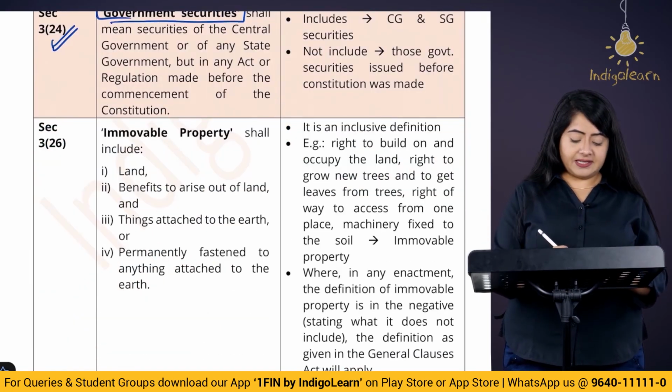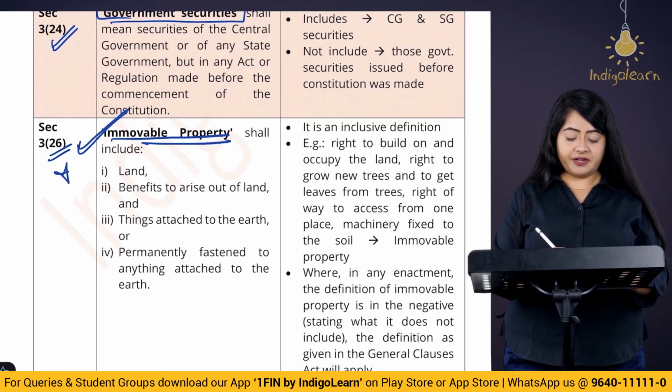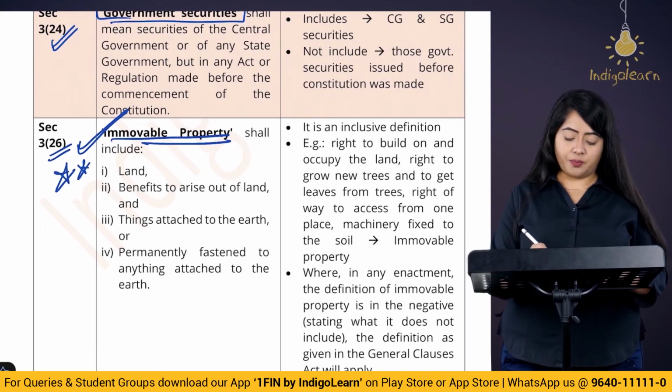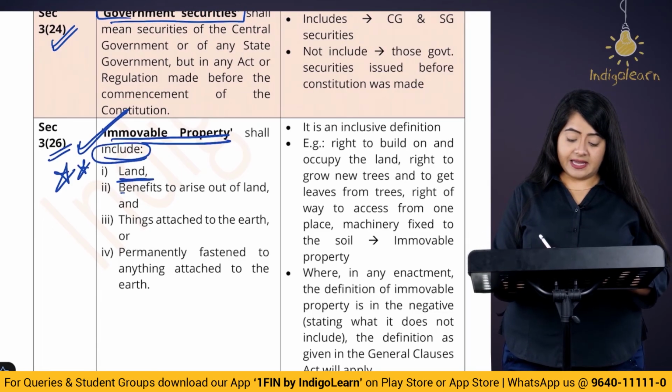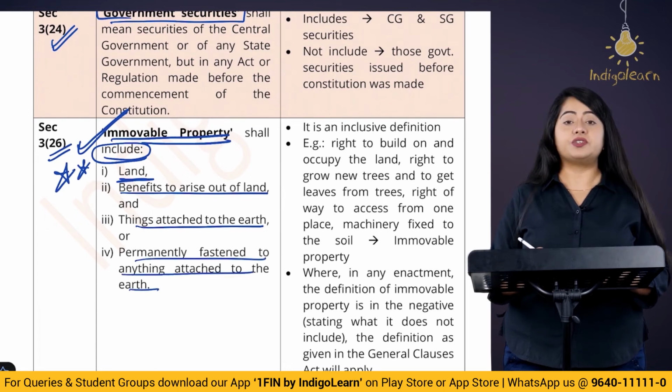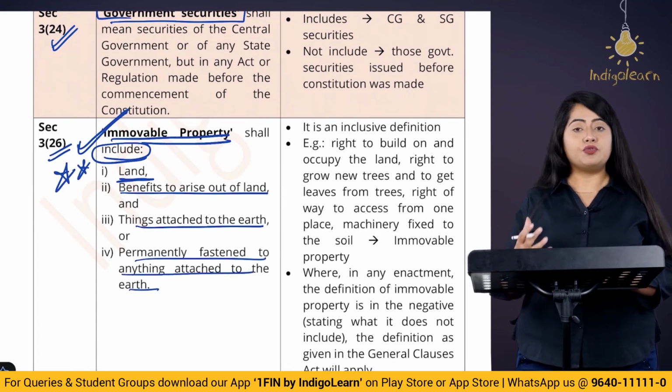The next definition is in clause 26, which talks about immovable property. Again, this is a very, very important definition with respect to your examination. The meaning of the word immovable property is that it includes land, first of all. The second thing is any benefits which are arising out of land. The third one is any things attached to the earth or permanently fastened to anything attached to the earth. So, this is the meaning of the word immovable property.